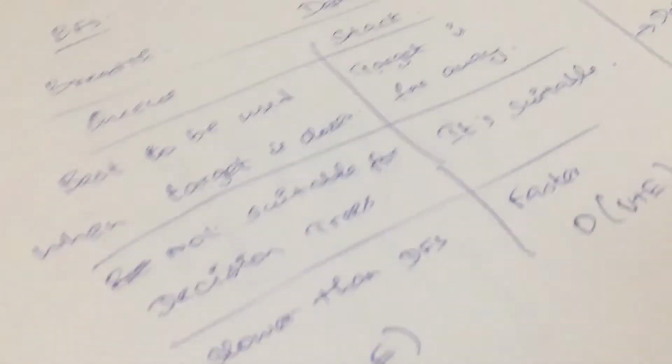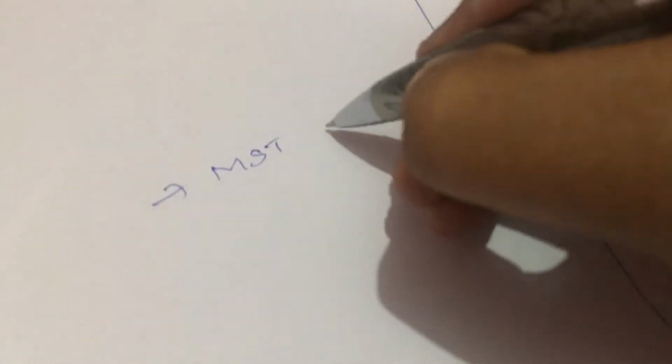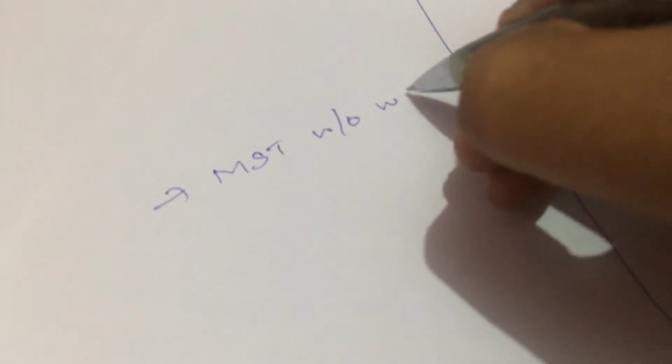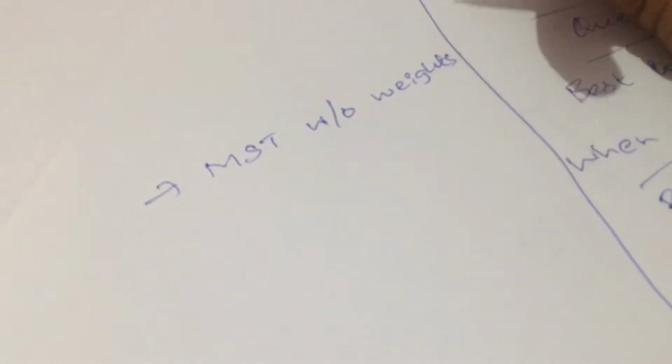Now let's quickly move on to the applications of BFS, right? A few applications are there for BFS. The very first application we have to speak about is finding a minimum spanning tree without weights, that is, a minimum spanning tree for a graph which doesn't have any weights.